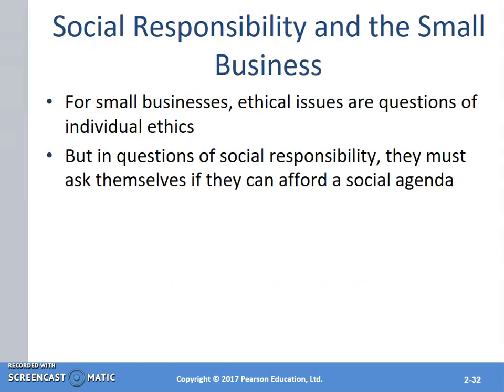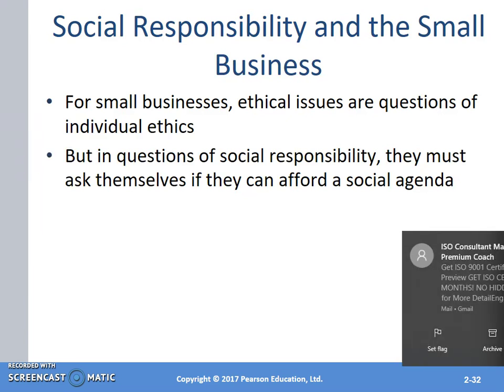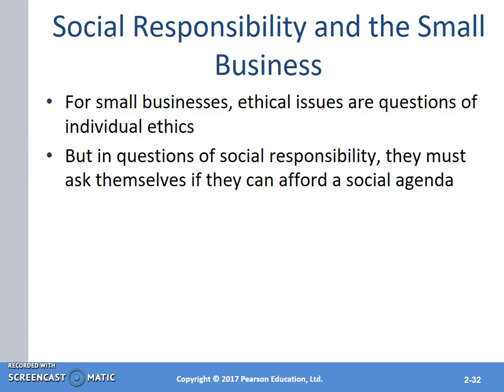All right. When we talk about social responsibility and small business, for the small business, ethical issues are the question of individual ethics. But in the question of social responsibility, they must ask themselves if they can afford the social agenda. That is the concern of small business. Actually, they have the intention to do it, but their constraint is that they cannot afford it. So sometimes small businesses will discuss among themselves, and then they just contribute to one program, for example Bersamamu.